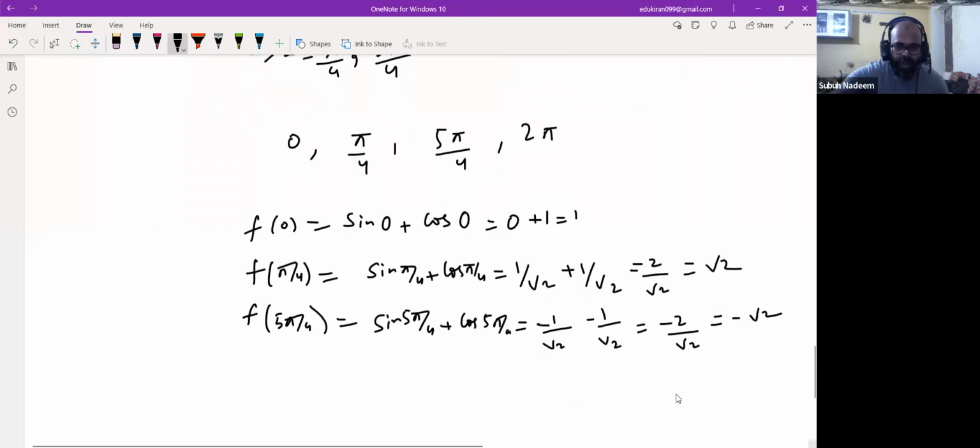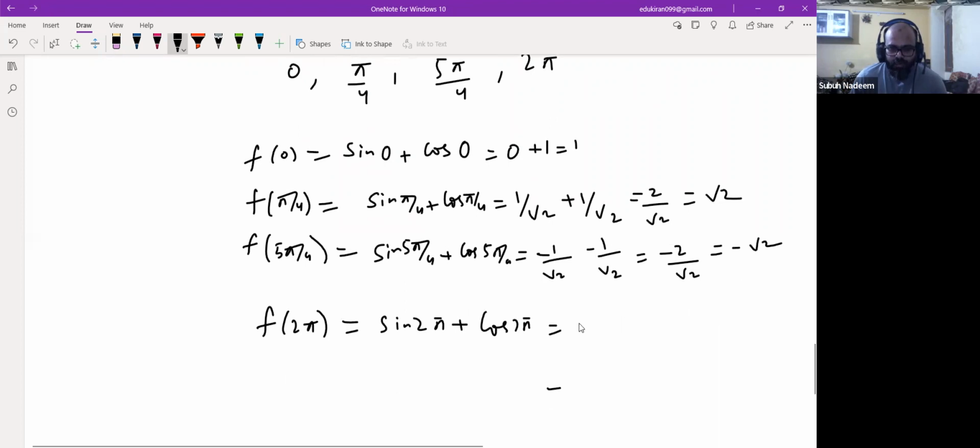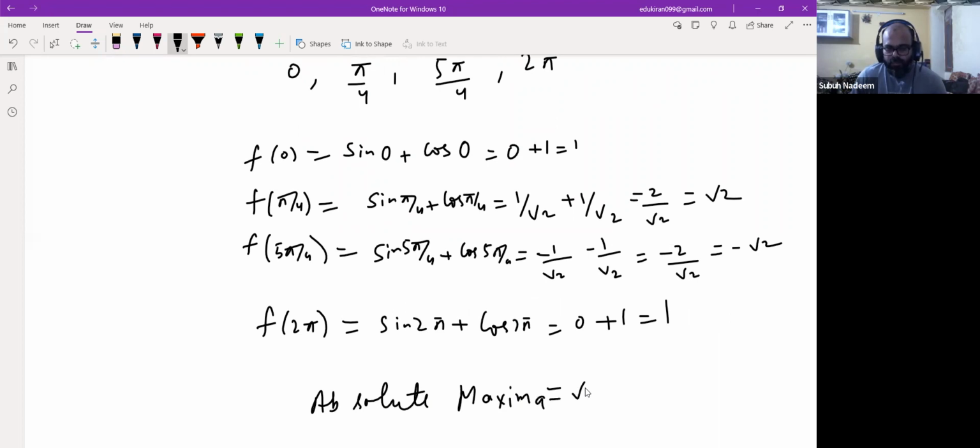And at the end point 2 pi, in fact 2 pi will give you the same value as 0 because one full rotation is done. Still we have written it, so let's write it. This will be 0 plus 1, 1 again. So the absolute maxima is root 2 and absolute minima, if they ask, is minus root 2.